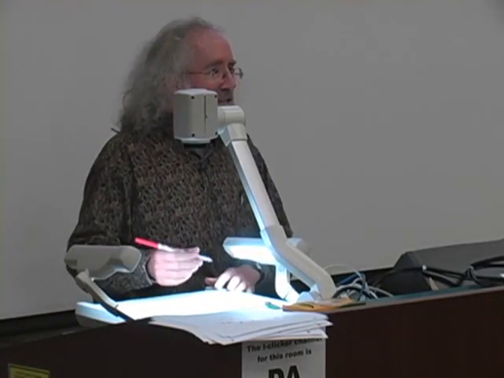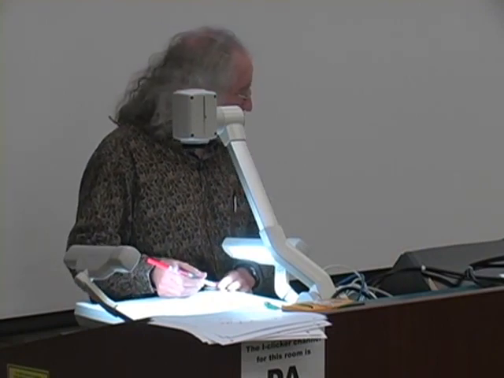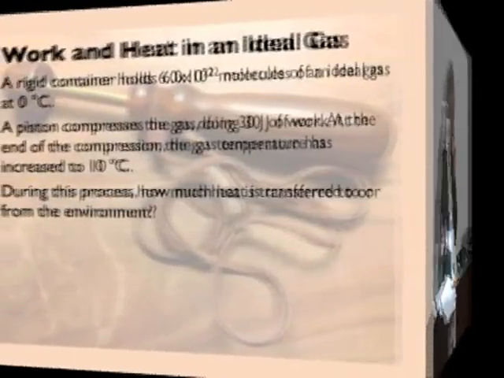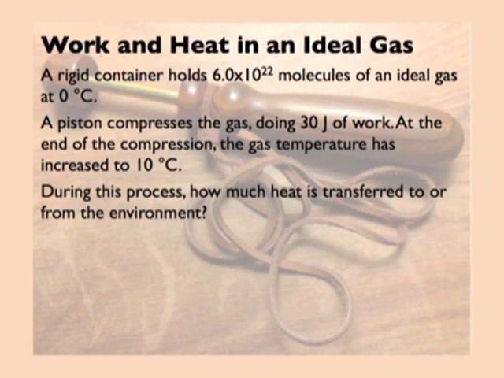Why? Oh, I have a rigid container that holds that much gas. And I shall demonstrate that to you in just a minute. So a rigid container holds as many molecules of an ideal gas. A piston compresses the gas doing 30 joules of work. At the end of the compression, the gas temperature is increased to 10 degrees Celsius. During this process, how much heat is transferred to or from the environment?